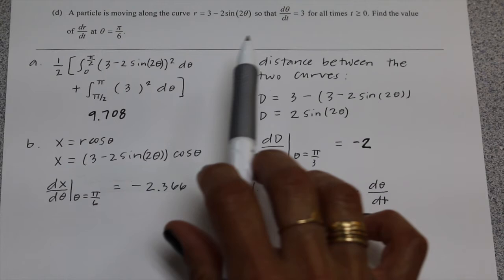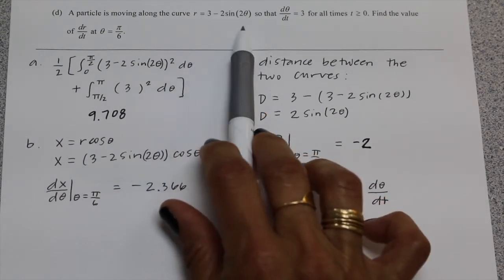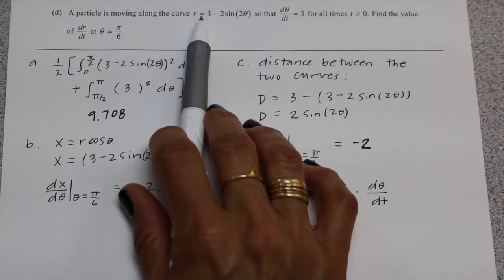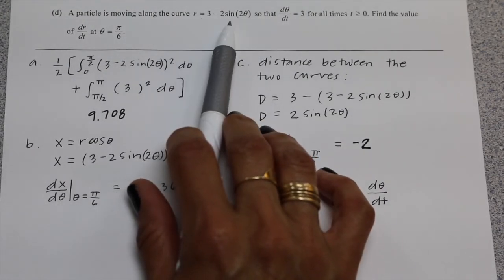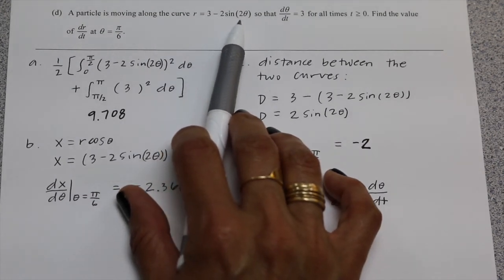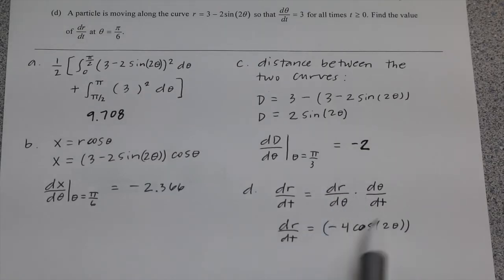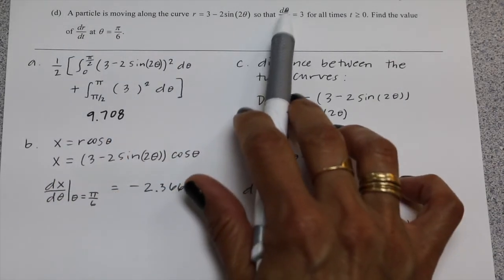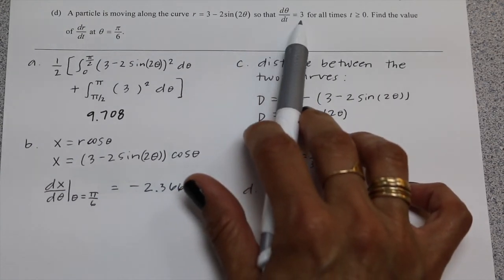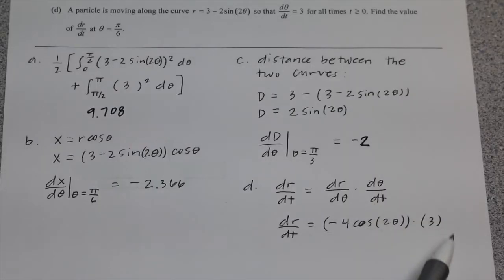So with this equation, we can take this r equals 3 minus 2 sine of 2 theta, and we can take the derivative and substitute it in right here. So again, the derivative of r with respect to theta, the derivative of 3 is 0. The derivative of this negative 2 sine of 2 theta is going to be negative 4 cosine of 2 theta. So dr d theta is negative 4 cosine of 2 theta. And right here we have times by d theta dt, and it says in part D that d theta dt equals 3 for all times t greater or equal to 0. So for d theta dt, we plug in 3.